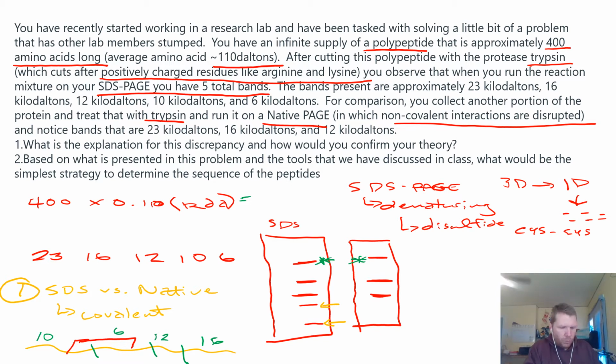400 times 0.110, that's something that is 44 kilodaltons. Okay, so yeah, that 44 kilodaltons, well, if this one is 16, we're talking about 16 plus 12 is going to be 28, plus 10 plus 6, that's going to equal 44 kilodaltons.